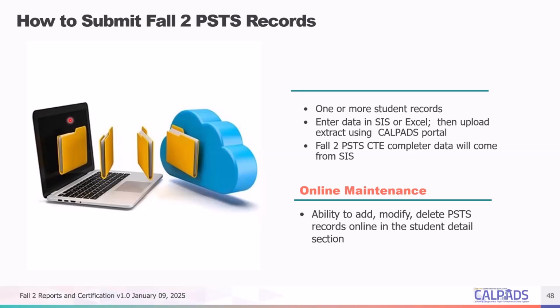If your SIS is not capable of storing more than 1 record, then you can extract the file from your SIS. And then once you extract the file from the SIS, you can add those additional records directly into CalPADS or in the file that you intend to upload to CalPADS. So that's a way to do that. But if your SIS has the ability to store multiple statuses and then report to CalPADS, then that's well and good.